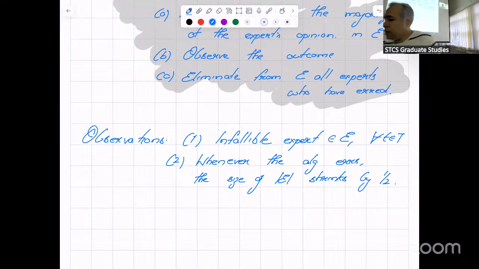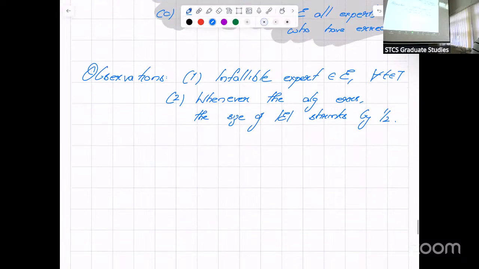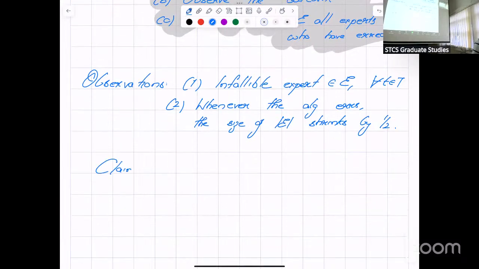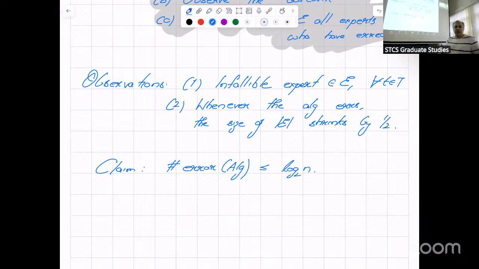So this should immediately tell you the immediate conclusion: the number of errors of the algorithm is always less than or equal to log 2 n. I don't care how well the experts are doing on any such thing. I only care about this algorithm. So if there's an infallible expert, with binary answers, and I'm assuming both of those in this setting, this is the only thing to do.